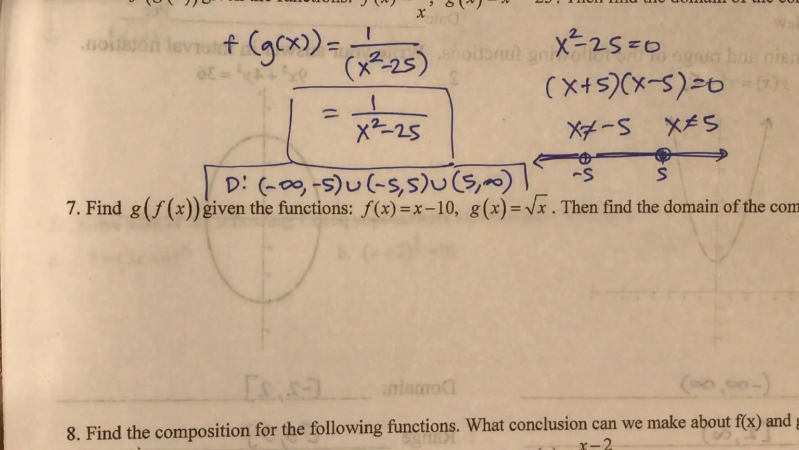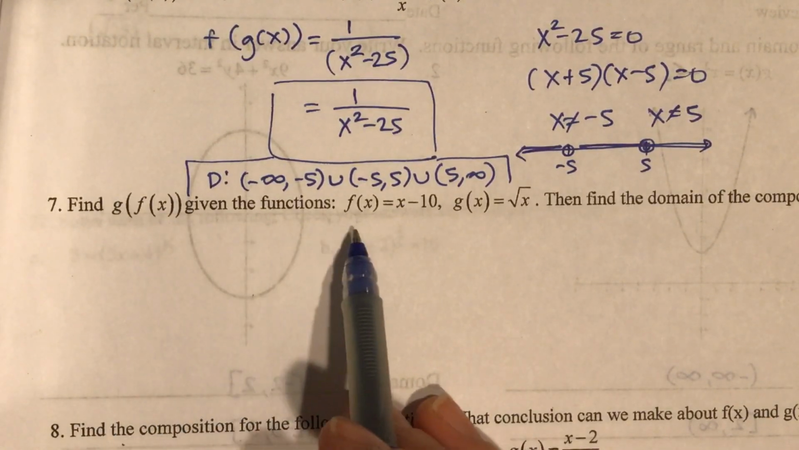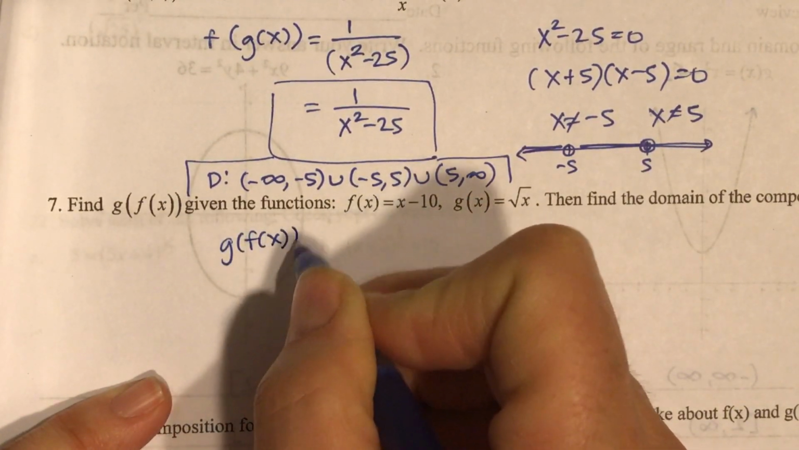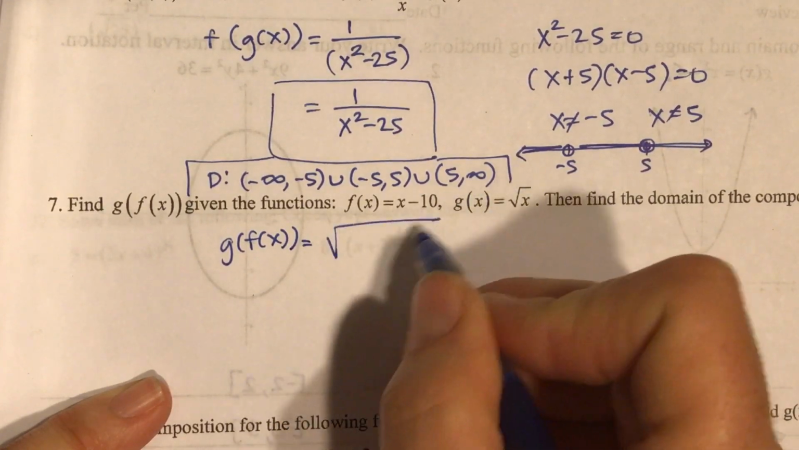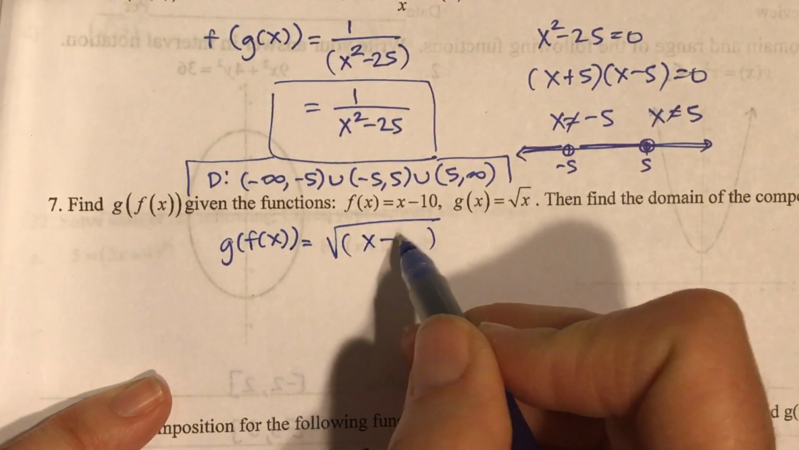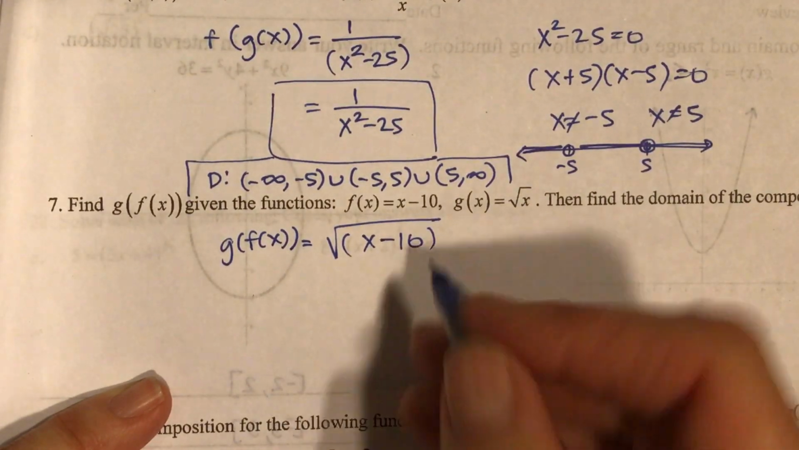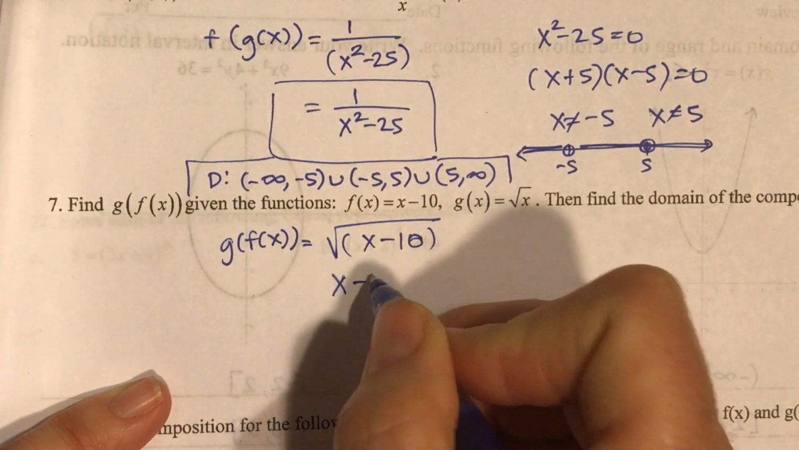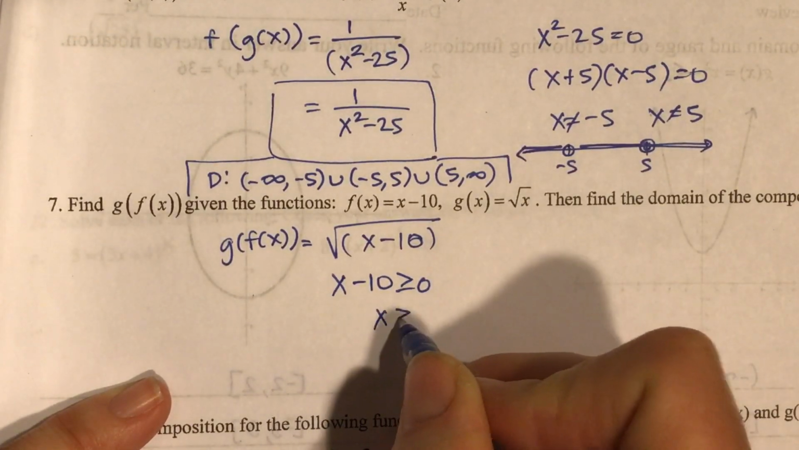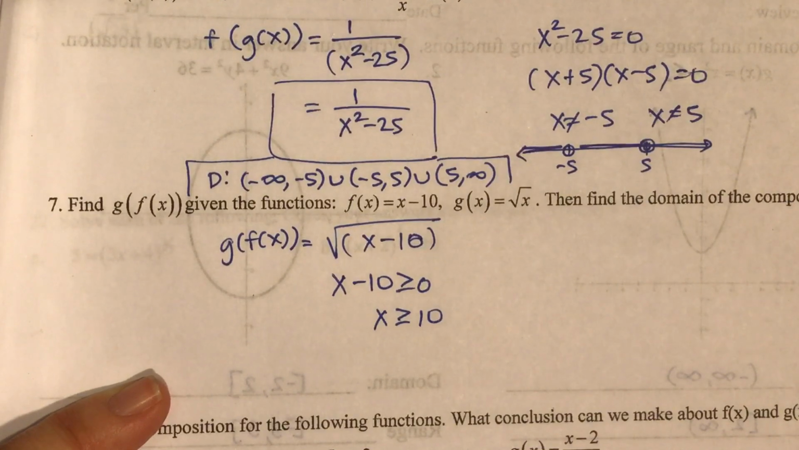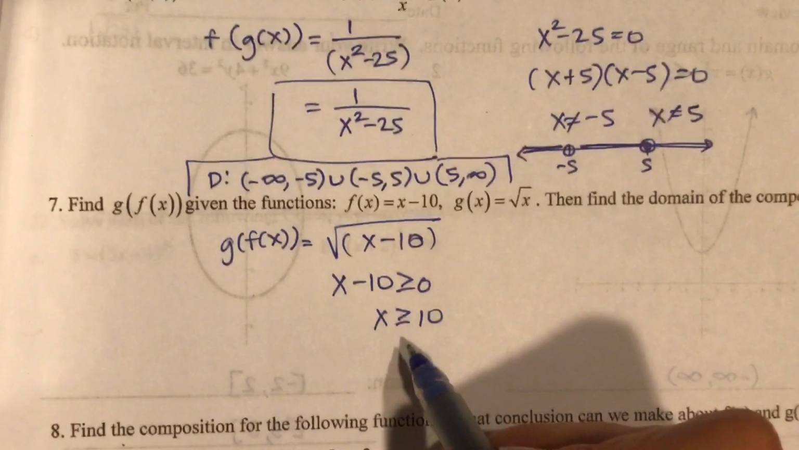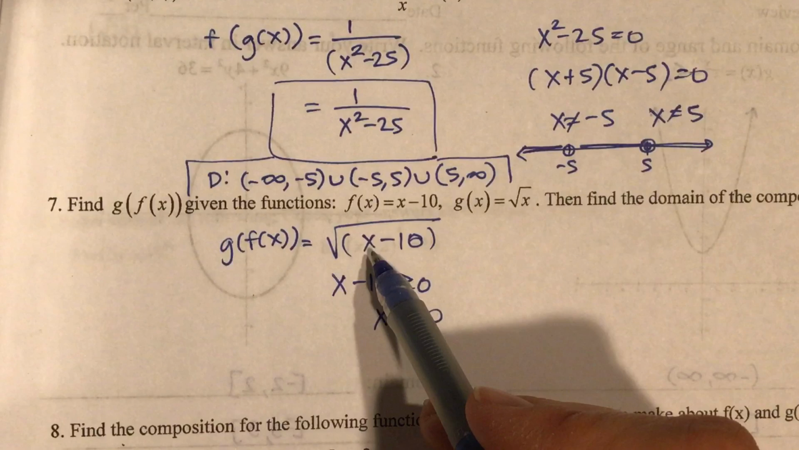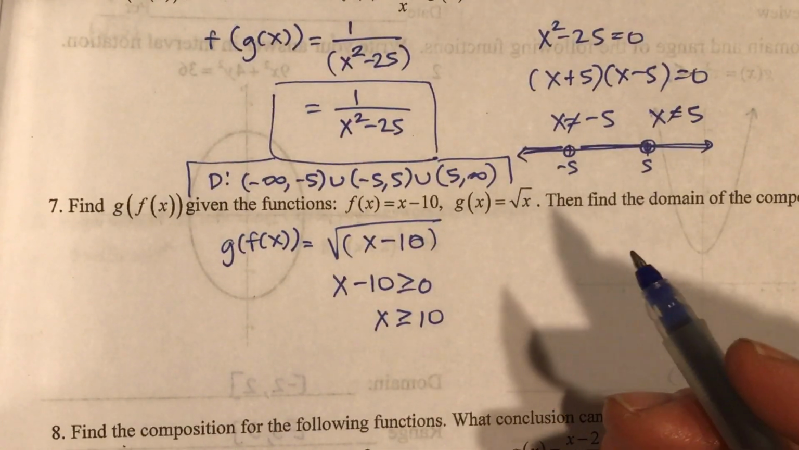Okay, so now this one says, find g of f of x given the functions, and then find the domain. So we're supposed to find g of f of x, which is equal to, g is the square root of x, so I'm going to put parentheses, and inside those parentheses I'm going to write f, which is x minus 10. Okay, so now I want this to be positive or 0, so x minus 10 has to be greater than or equal to 0, meaning x has to be greater than or equal to 10. So as long as x's are 10 or bigger, we're in good shape. So I could put a 10 in here. Great. I could put an 11, 12, 12.2, 12.7, 92. I could put anything that's 10 or bigger.